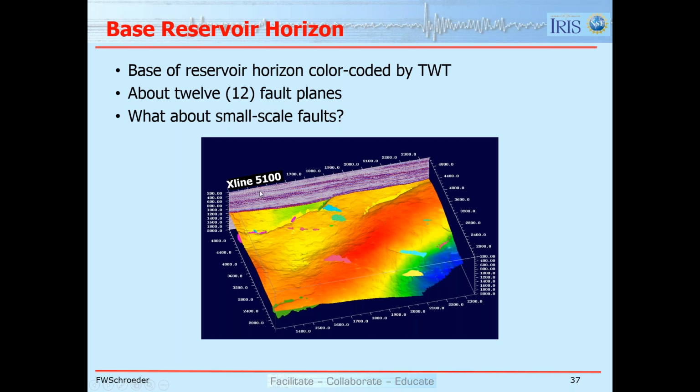And I can move the display so this cross line can move closer to me, or I can display an inline and move west to east or east to west and make sure everything is being represented properly.